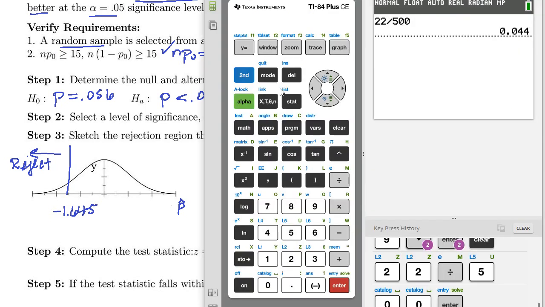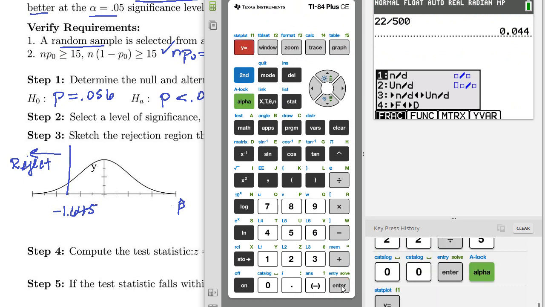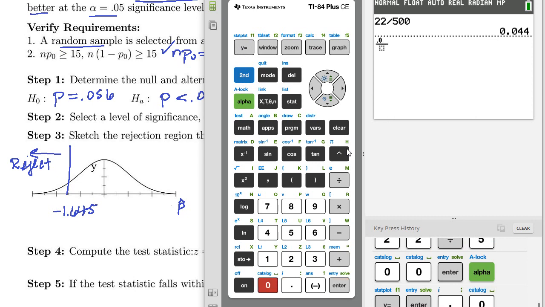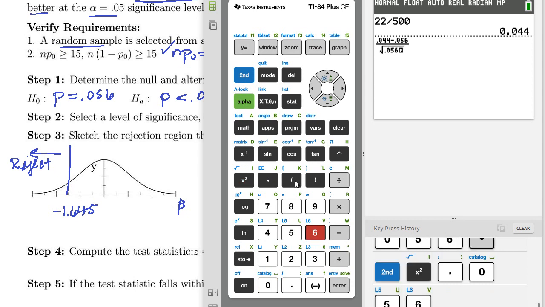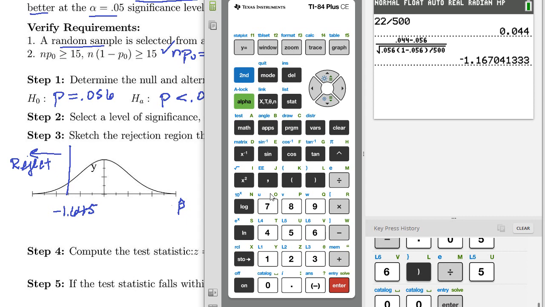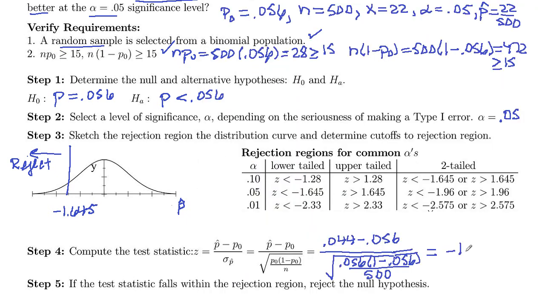So compute that on the calculator. Let's do alpha y equal enter to get our horizontal fraction. So 0.044 minus 0.056. In the denominator, we have a square root, 0.056, parentheses, 1 minus 0.056. Close it up, divide by 500. So negative 1.167. And that would be about right here. So there's our z-test. And we notice that it is not in the rejection region. It's not extreme enough.